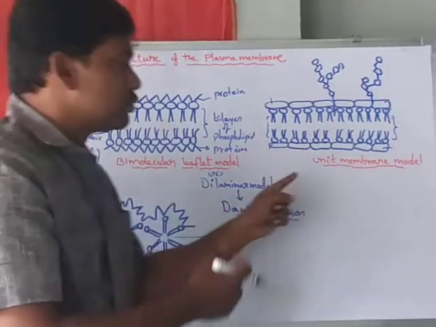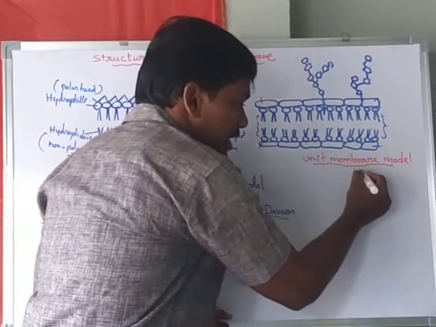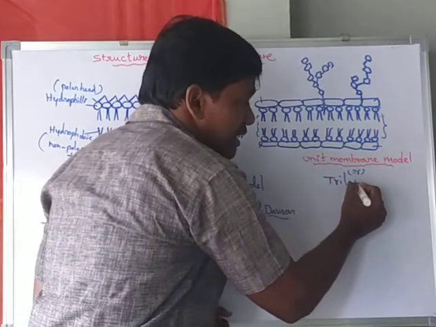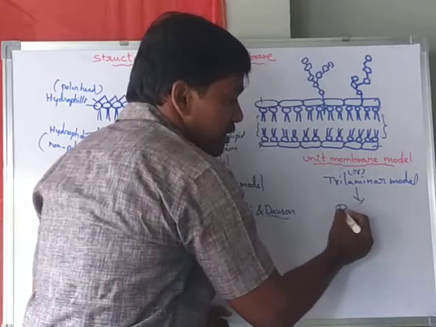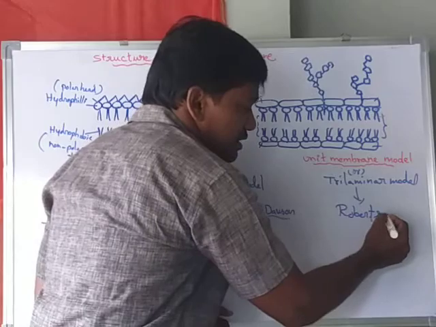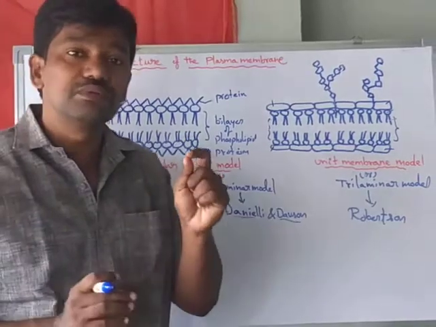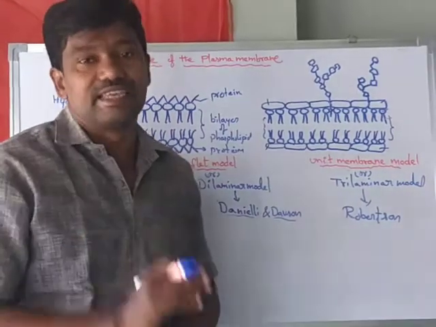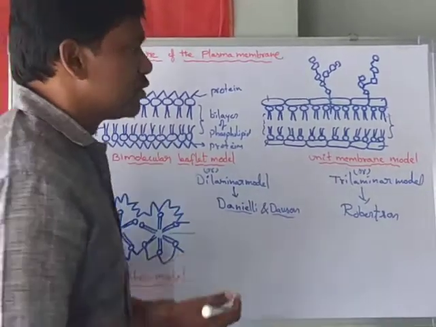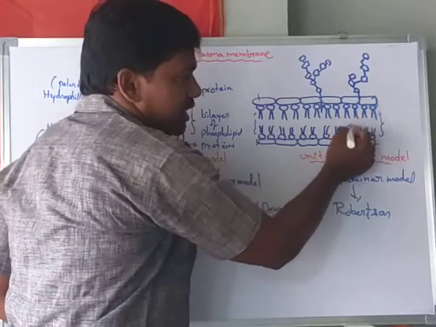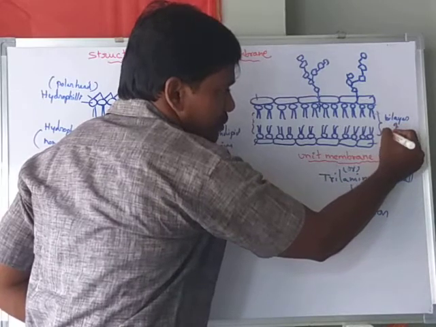Now we go to the second model, the unit membrane model, also called the trilaminar model. This theory was proposed by Robertson. He noticed that the plasma membrane consists of three layers. That's why it was called trilaminar. This is the bilayer of phospholipids.